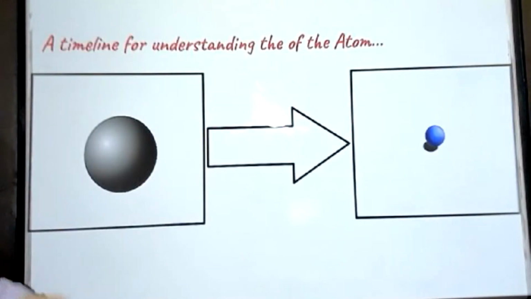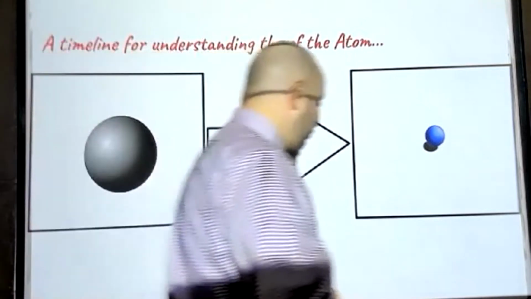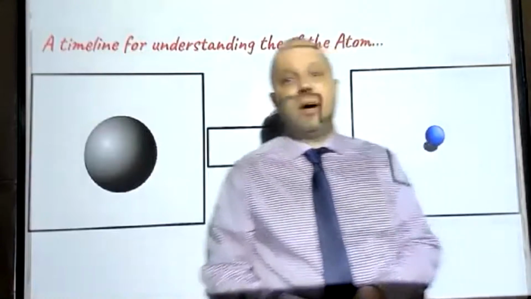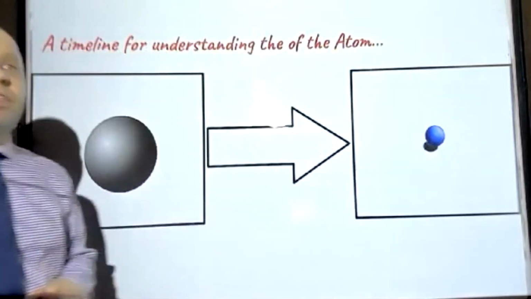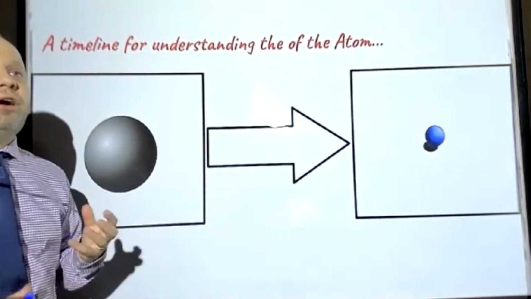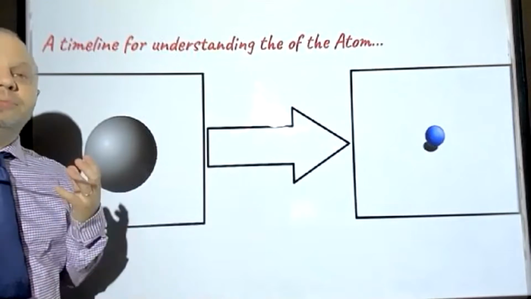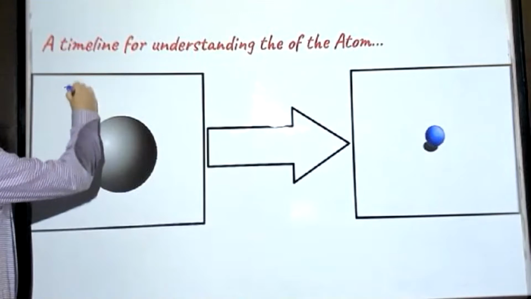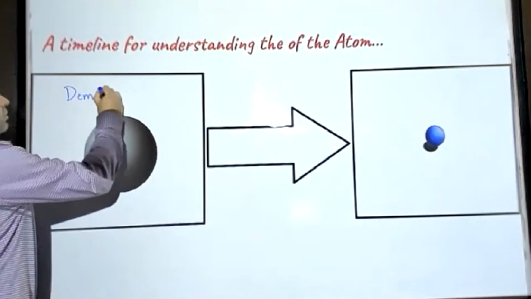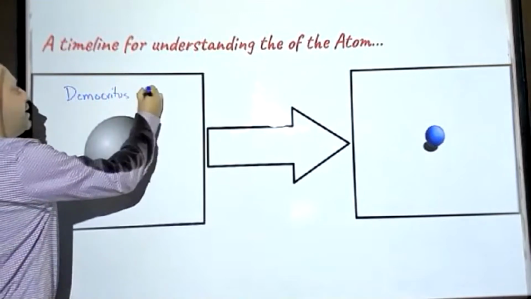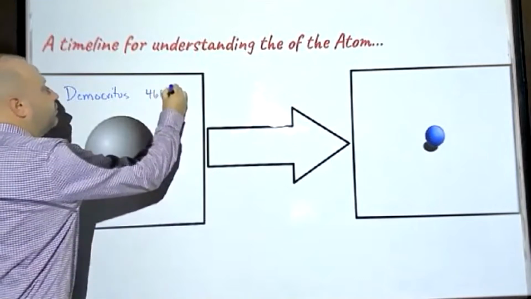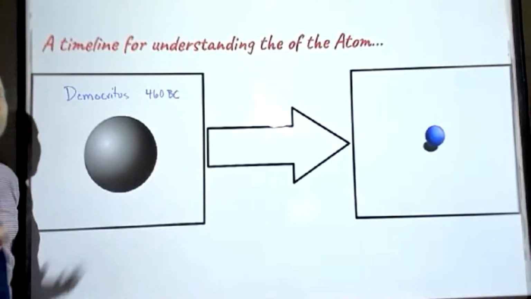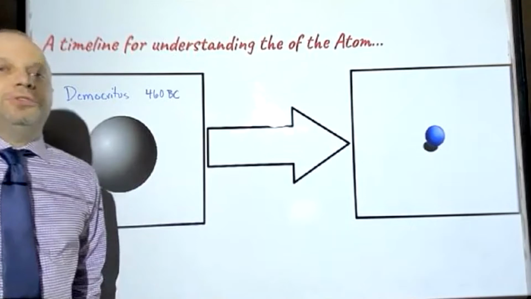So we're going to start off way back in the time of Democritus. You may have picked up from the Edpuzzle video that one of the first people that ever thought up this idea of an atom as being the smallest particle was a Greek philosopher by the name of Democritus. This is around 460 BC, so roughly 2,500 years ago.